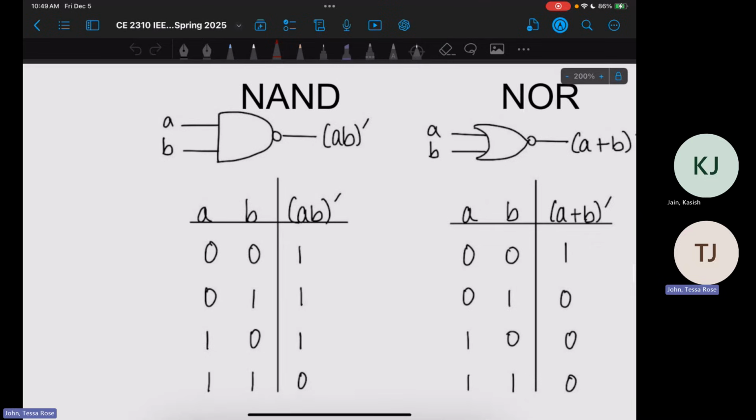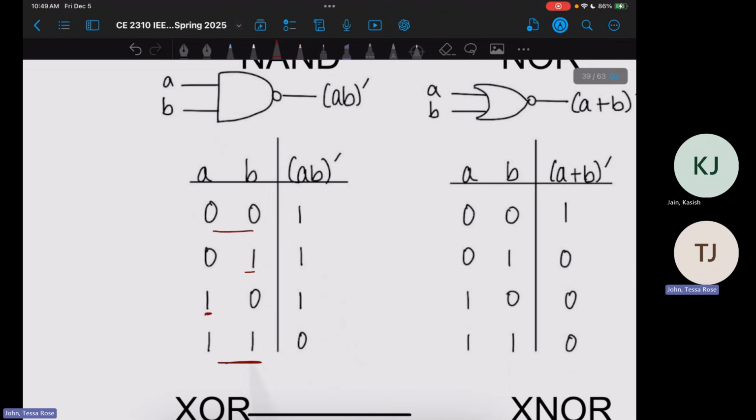So next we have NAND. Think of NAND as the opposite of what AND is. AND gives you a 1 if both inputs are 1, right? But on this one, if at least one input is 0, it will give you a 1. If both inputs are 1, it'll give you a 0. It's kind of like the opposite.